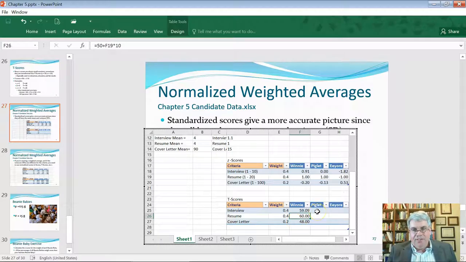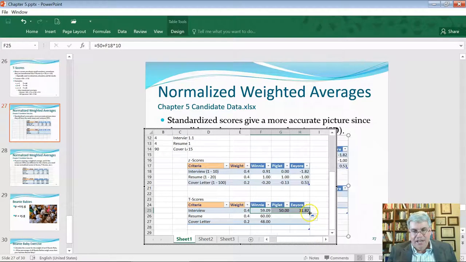Now let's do the same thing for Piglet. Now, I think we can just drag this over. I think we can do that for Eeyore and all the way down here too. And let's see. Well, there we've got T-scores for them, and let's continue dragging it down. And now we've got T-scores for everybody. So Eeyore's are below 50 except for his cover letter. That's the only thing he did above average in. So now we've got T-scores for all of Winnie and Piglet and Eeyore.